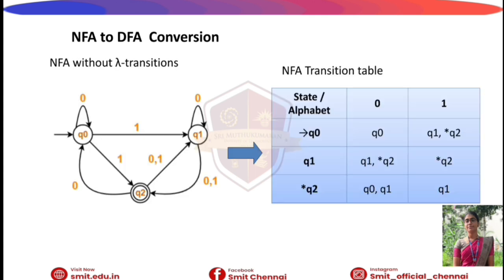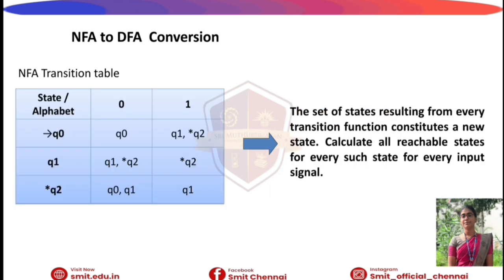The transition table is Q0 accepts 0 and goes to Q0, and Q0 accepts 1 and goes to Q1 and Q2. Q1 accepts 0 and goes to Q1 and Q2. Q1 accepts 1 as input and goes to Q2. Q2 accepts 0 and goes to Q0, Q1. Q2 accepts 1 and goes to Q1. So using this transition table, the set of states resulting from this constitutes a new state. Calculate all reachable states for every such state for every input signal.